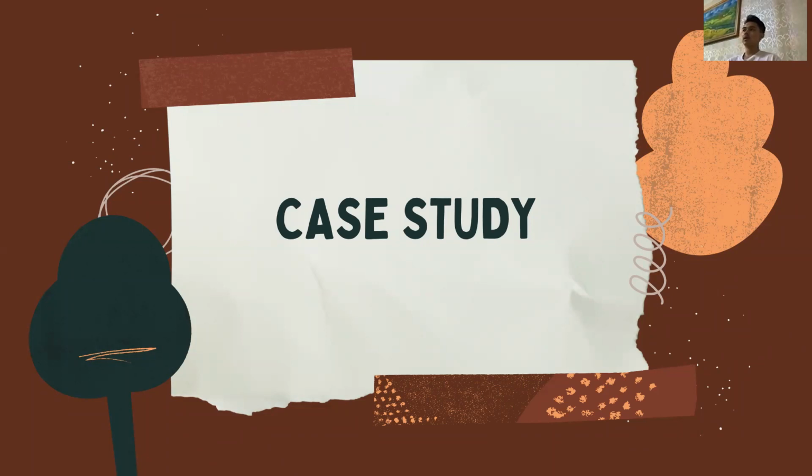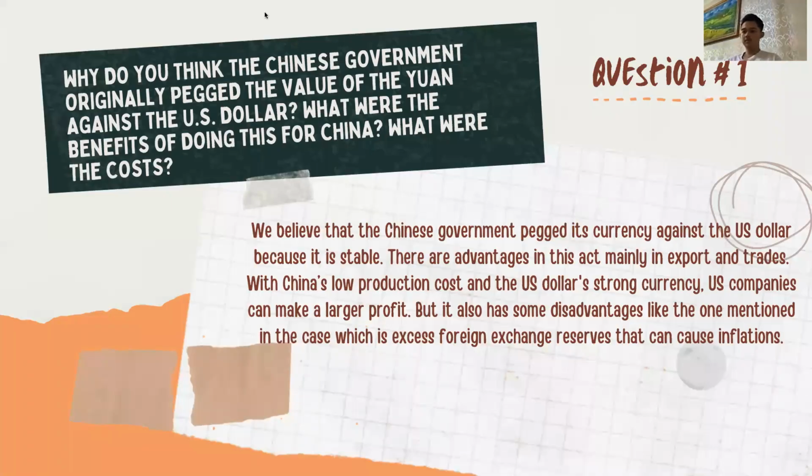Okay, from now on, we will move forward to the case study. First, I am about to answer the first question. The question is, why do you think the Chinese government originally pegged the value of the yuan against the US dollar? What were the benefits of doing this for China, and what were the costs?